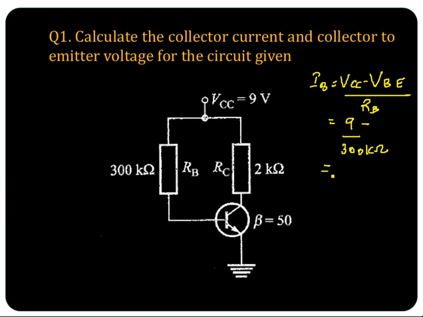What is the value of IB? IB will be a very small value. It will be in the microampere range and it is 30 microampere, 9 by 300. Okay, so you have completed the first step. What is the next step?